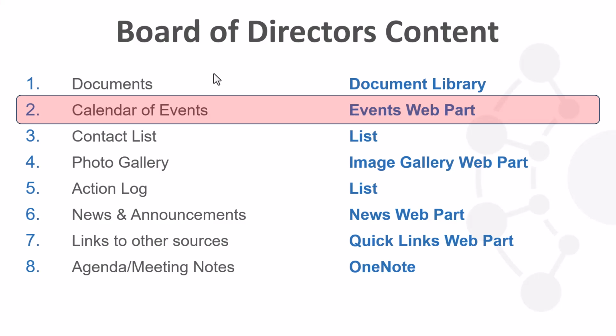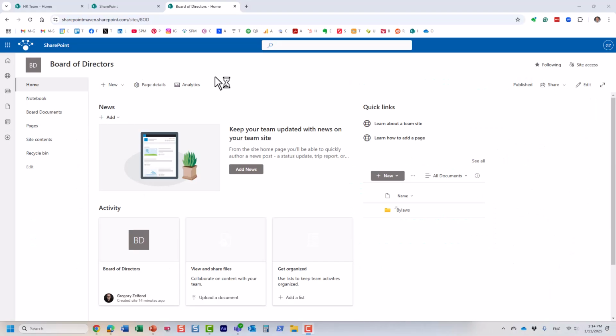The second requirement that I think all boards of directors have is the ability to organize events, store events. They could be obviously board meetings, maybe some conferences, various types of events that the board needs to track. And for that, in my opinion, the best web part is obviously the events web part that we have in SharePoint. So let me show you how to configure that. So when we created this site, it already added some web parts for us, some elements, but the calendar is not one of them.